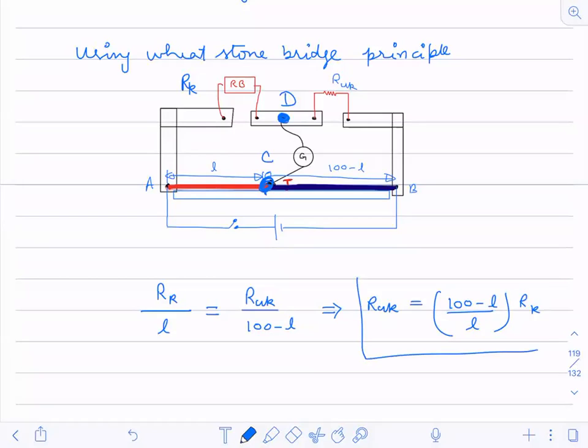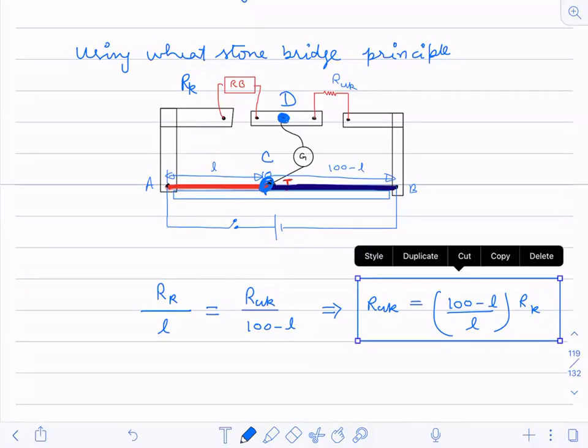So this is what I can write. This is our value for the unknown resistor. Do you understand this now?